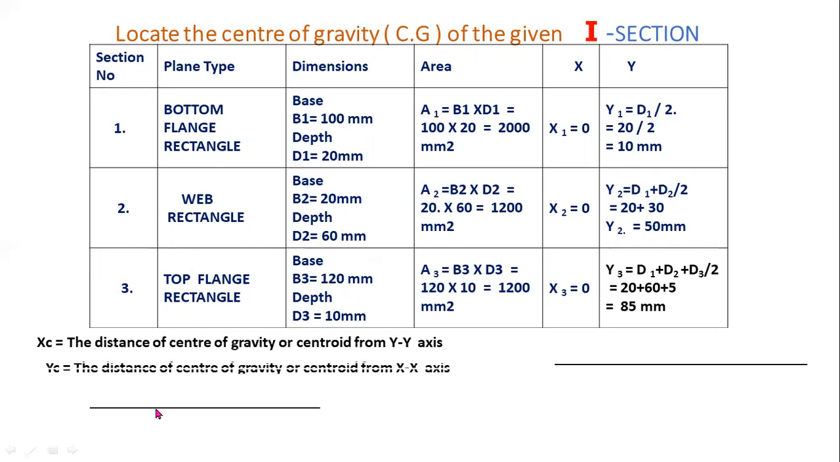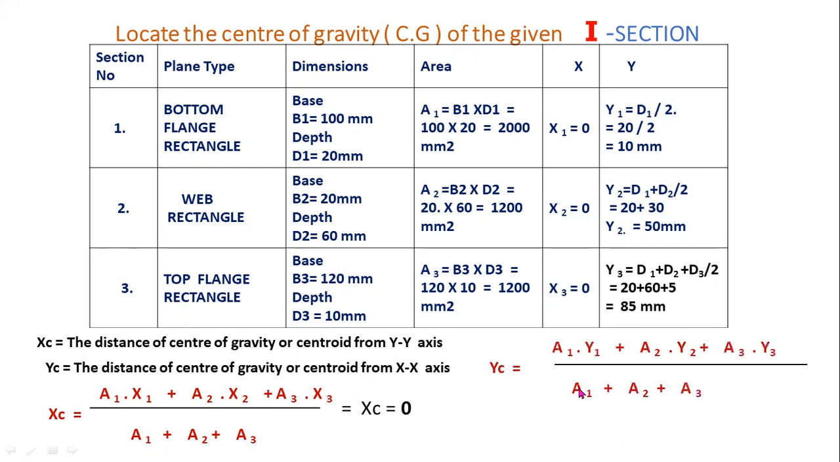Now xc is the distance of the centroid of the entire I section from the y axis. Here x1 equal to 0, x2 equal to 0, x3 equal to 0. So therefore xc equal to 0. That means the distance of the centroid from the y axis is 0.